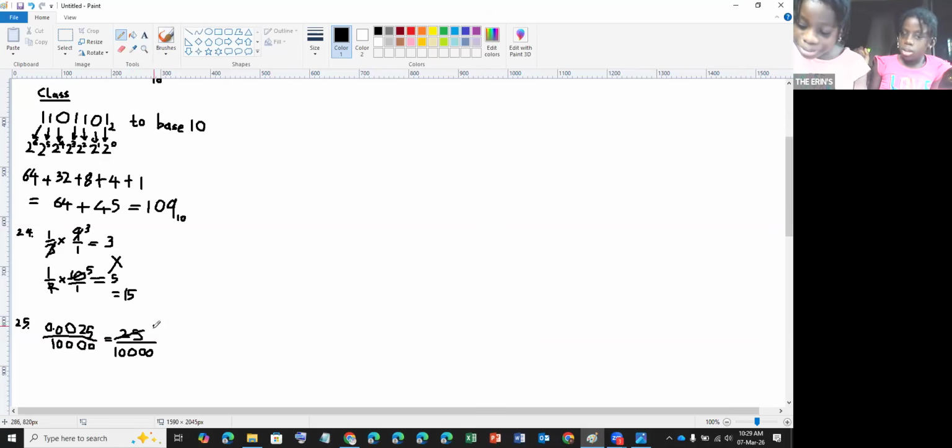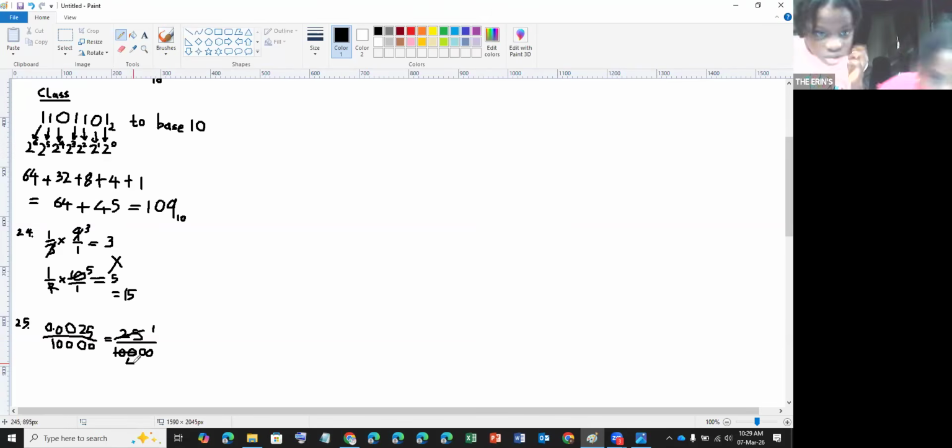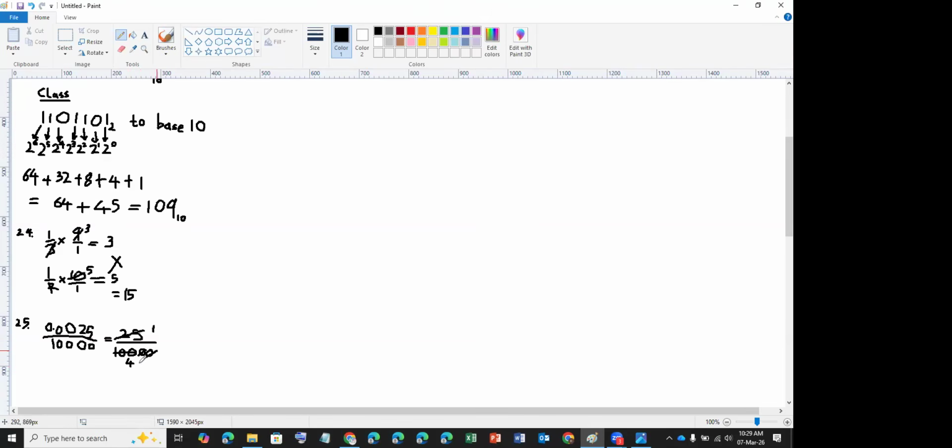25 in itself is 1. 25 in 100 is what? 4. So we put a 0 there. We put a 0 there. 1/400, and 1/400 is the final answer, because they said that we should write it as a fraction.